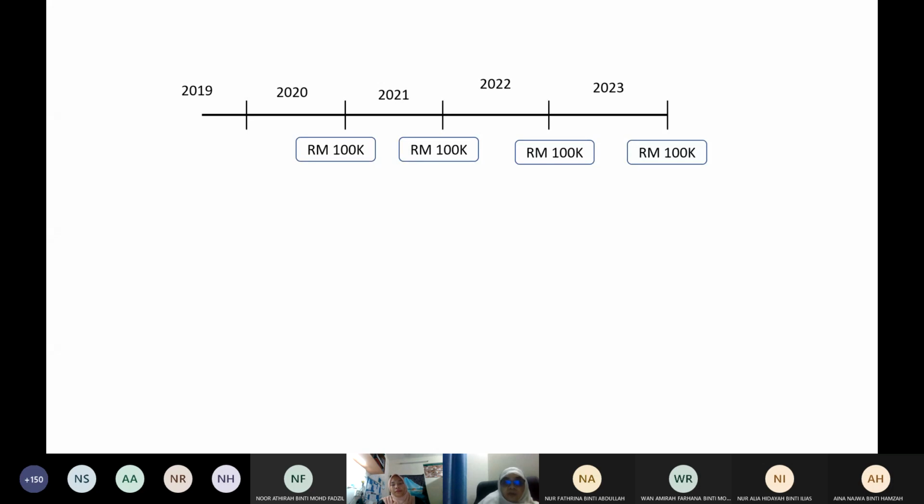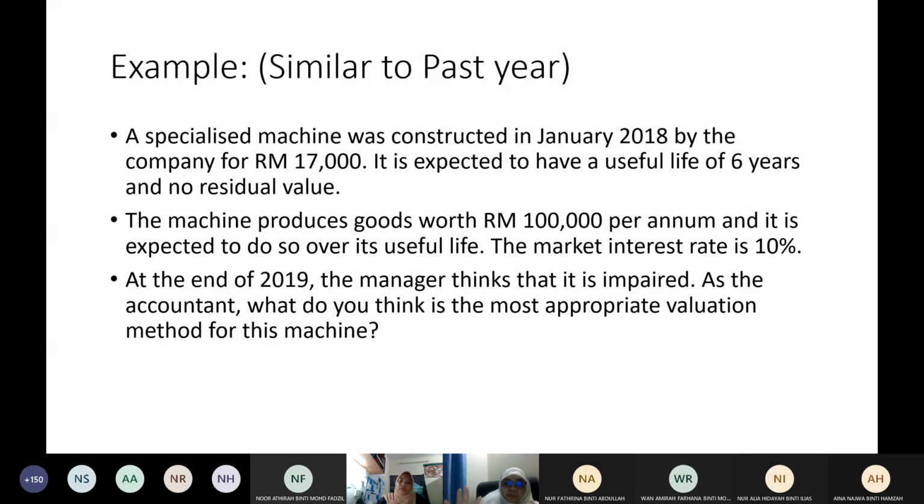Just to recall as well. Please, can you take 5-10 minutes to calculate your value in use? And if there is any information missing that you need, please let me know. This is just to check whether you recall how to calculate value in use. While you calculate, I will also calculate.